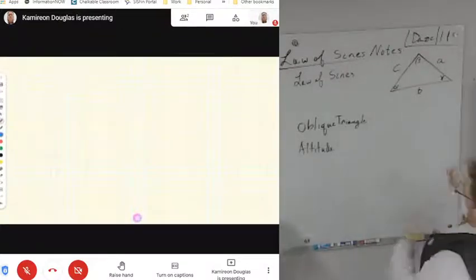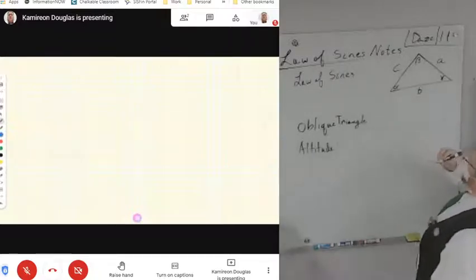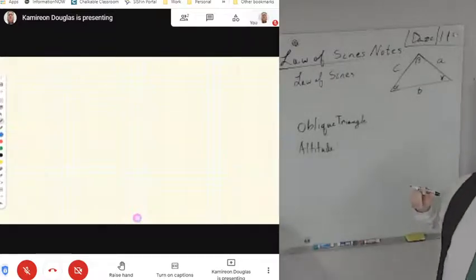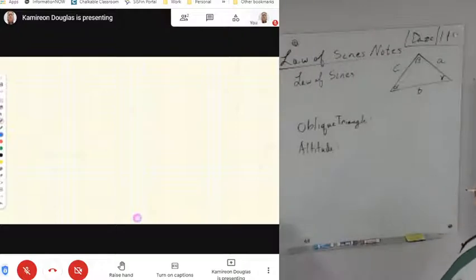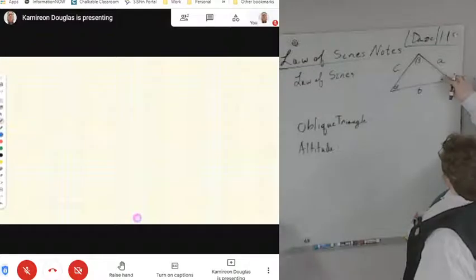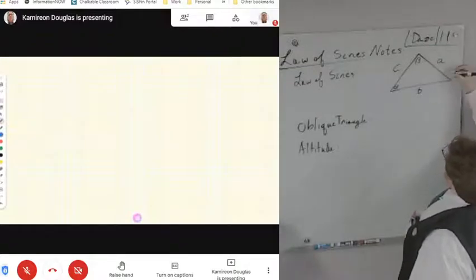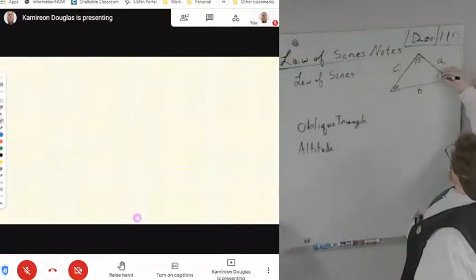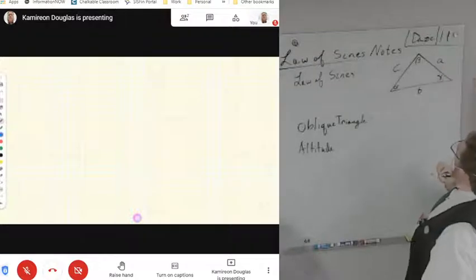Oblique triangles. Wait, what's that in the bottom right hand corner of the triangle? What is that? I'll tell you in a second. It's a gamma. That's a Y. Gamma. Wait, make it bigger. A gamma looks like a Y with a loop at the end.